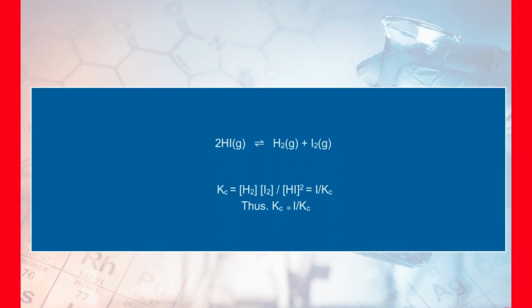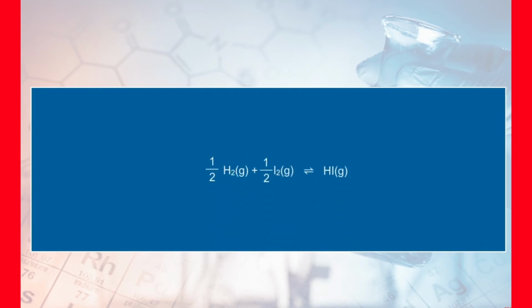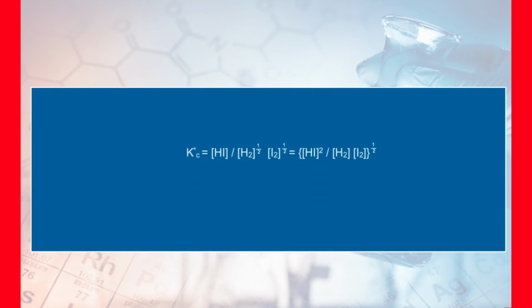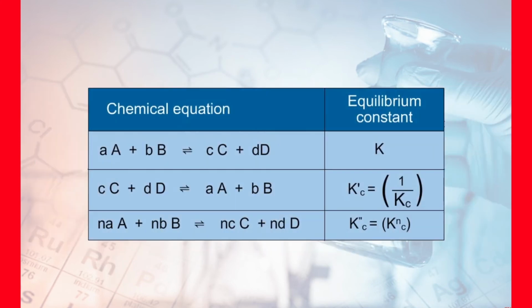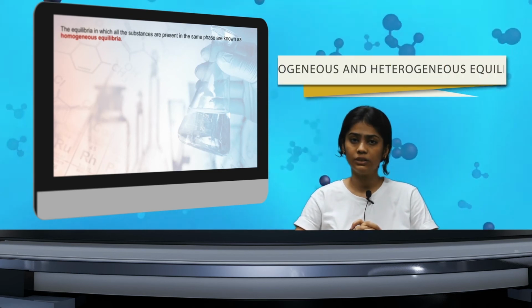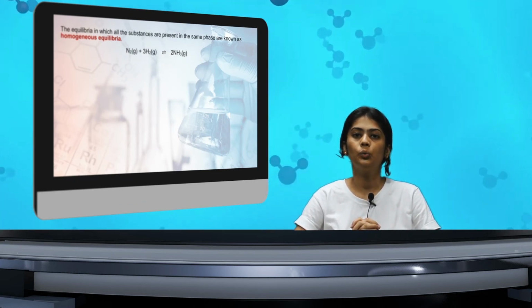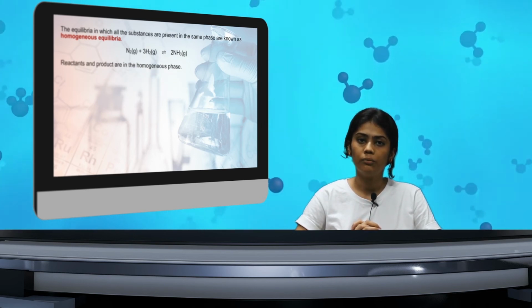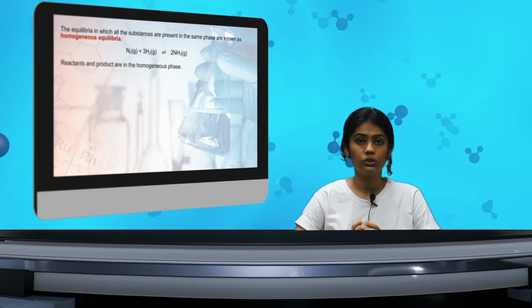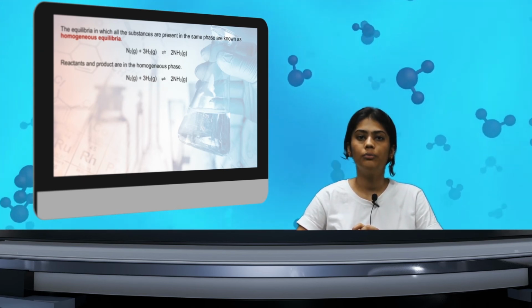The equilibrium constant for the reverse reaction is the inverse of the equilibrium constant for the reaction in the forward direction. What will be the equilibrium constant for the given equation? The equilibrium constant for the equation is determined by the given expression. Relations between the equilibrium constants for the general reactions and their multiples are shown in the given table. In this video, we will be learning about different types of equilibria, such as homogeneous equilibria, heterogeneous equilibria, and also we will be seeing the application of the equilibrium constant.